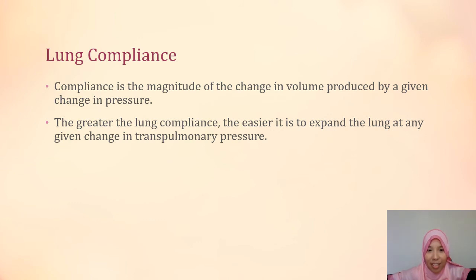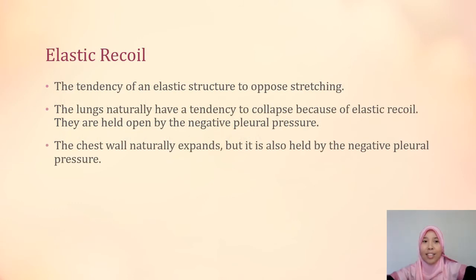That's what it means. And then there is elasticity of the lung. Elasticity is all about the ability of the lung to recoil, to oppose stretching. Here you can see the explanation I've put: the tendency of an elastic structure to oppose stretching. That's what elasticity means. The lungs naturally have a tendency to collapse because of their elasticity, and they are held open by the negative pleural pressure.